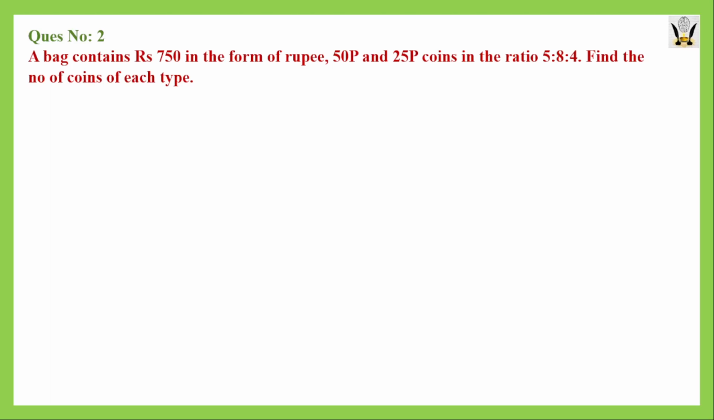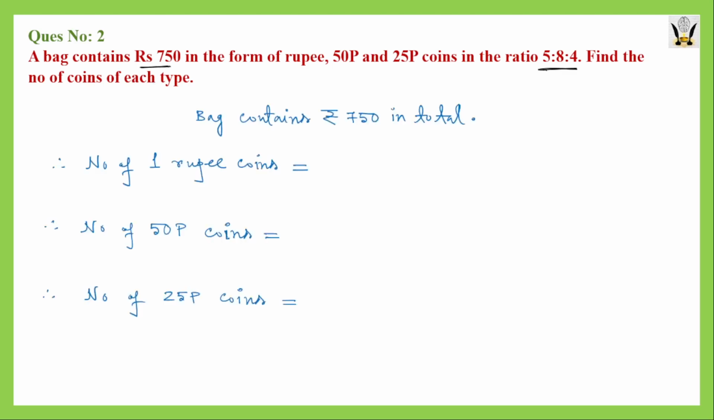Now the number of coins are in the ratio 5:8:4, but their total valuation is 750. So we need to be a little bit careful when we find the number of coins for each type. Here the bag contains rupees 750 in total, that is the total valuation, and the ratio 5:8:4 is of the number of coins. Now we know that in the case of 50 paise coins, we need two such coins for 1 rupee, and in the case of 25 paise coins, we need four such coins for 1 rupee.